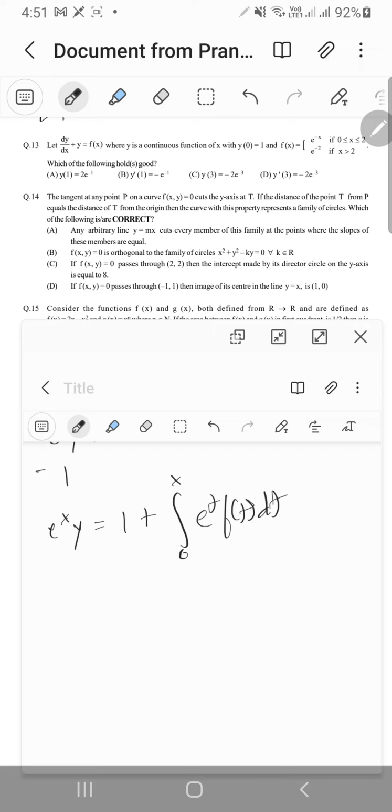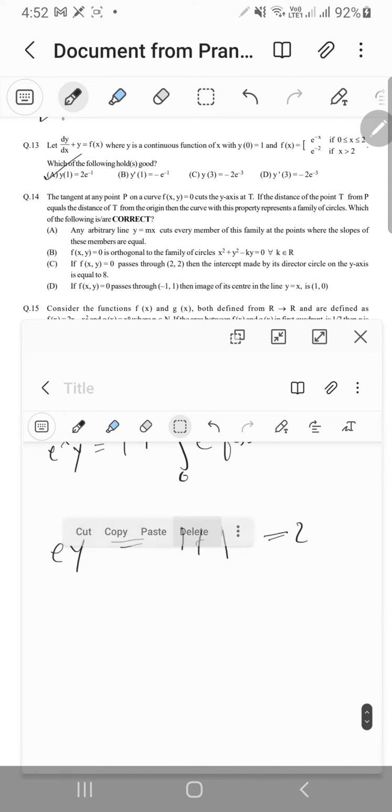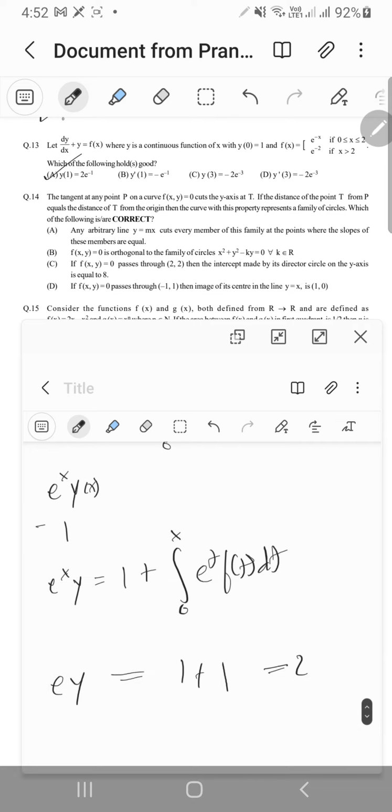Yes, cool. So which of the following holds good? First, you want to find what is y of 1. For that, just put x equal to 1 inside this. Just e times y of 1, that is equal to 1 plus integration from 0 to 1 of this thing. Well, in 0 to 1, we know that this is e power negative t in this case. What was I saying? It's from 0 to 1, right? So it's just going to be 1. So it's 2. So y is 2 e power negative 1. Yes, that's correct. Y of 3. I mean, I really don't want this, but fine.